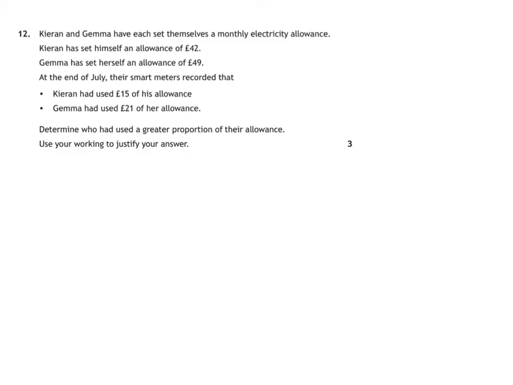So we can do this either as decimals or as fractions. Fractions probably make the most sense. So for Kieran, again, forgetting to change the pen to black, I apologise. Right, so Kieran has used £15 out of his £42. So we don't need that pound sign actually, do we? So Kieran has used 15 out of 42. And Gemma has used 21 out of 49.